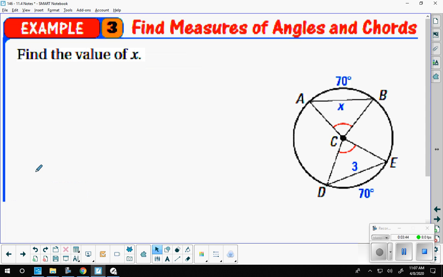So since chord DE is 70 degrees and chord AB is 70 degrees, did I say chord? Sorry, I meant if arc DE is 70 and arc AB is 70, then that means this chord is congruent to this chord. So since this chord down here is 3, that means that x up here has to equal 3.